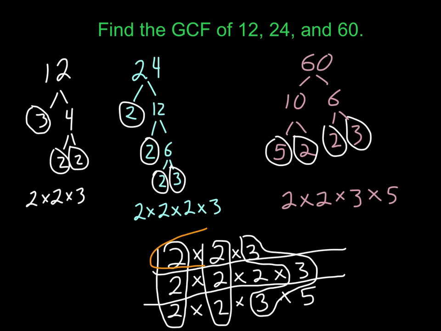So I'm just going to take one of those sets and multiply them together to find out what the greatest common factor is. 2 times 2 is 4, times 3 would give me 12. So the greatest common factor for all three of those numbers is 12. That means that 12 is a number that will go into each of these, and it's the biggest factor that would go into all three of these.